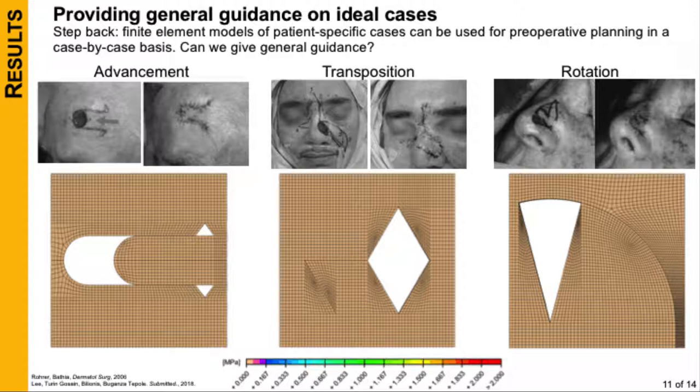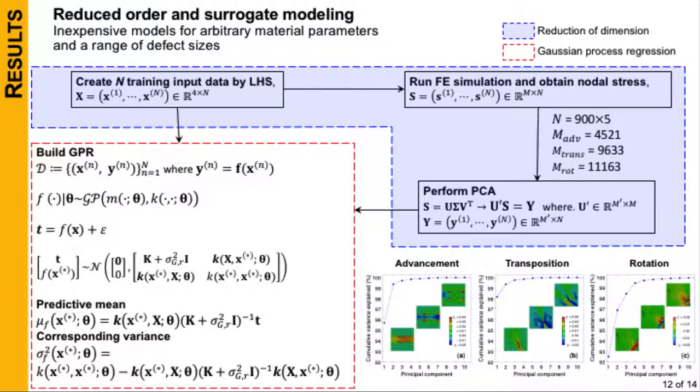So we are now trying to do some optimization of the flap design, so kind of topology optimization for this. And even before that, to wrap up, we are also trying to replace the expensive finite element models with a very cheap model.